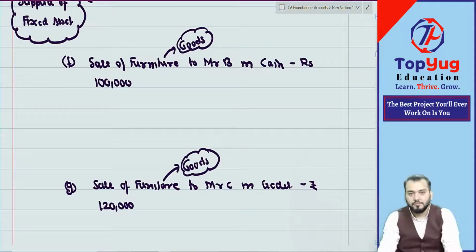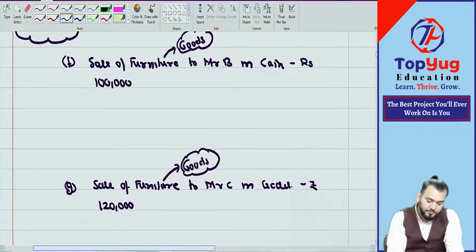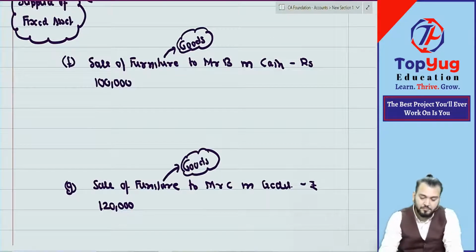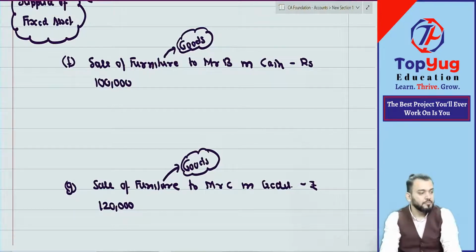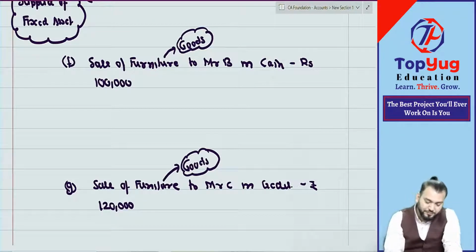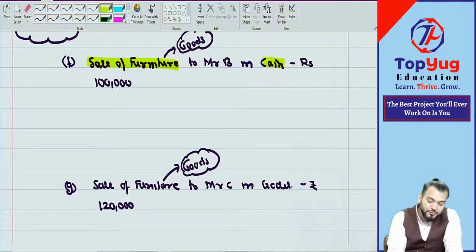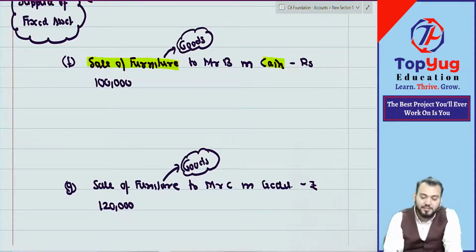Done? Very good. So tell me, what are the two aspects? It is sale of furniture and cash. So for sale of goods, which account do we open? Sales account. Correct? What will be the journal entry? Tell me.